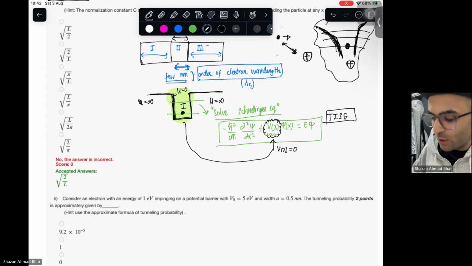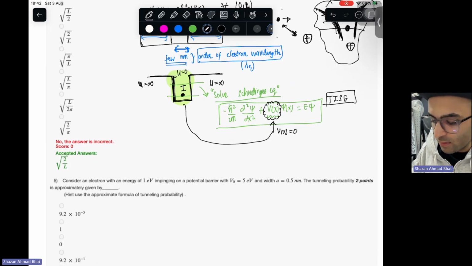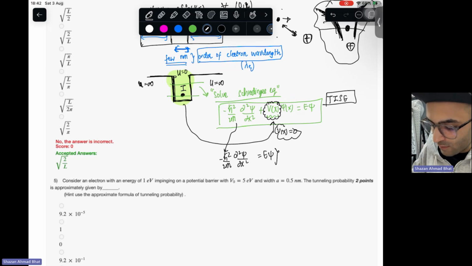Now, because the potential is zero here, you get a very easy differential equation, which is given by minus h bar square by 2m ∂²ψ over ∂x² equals zero, which is equivalent to Eψ. Now, what you need to do is solve this differential equation.